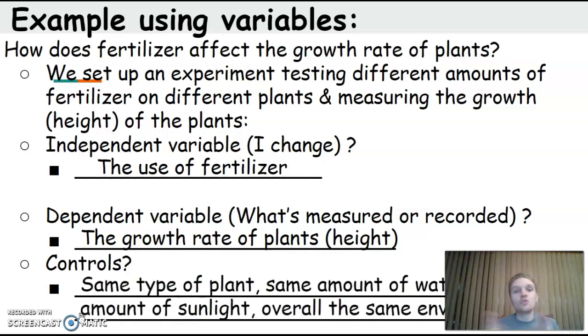So lots of different controls that you can pick. Almost anything you can think of that would make the experiment more fair and consistent across the board between the two setups. So they should be the same type of plant. They should have the same amount of water. They should have the same amount of sunlight. And overall, they should have the same environment.